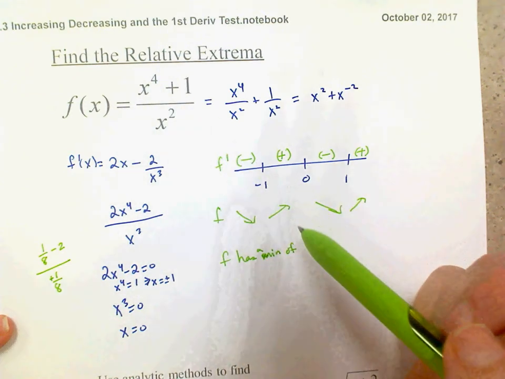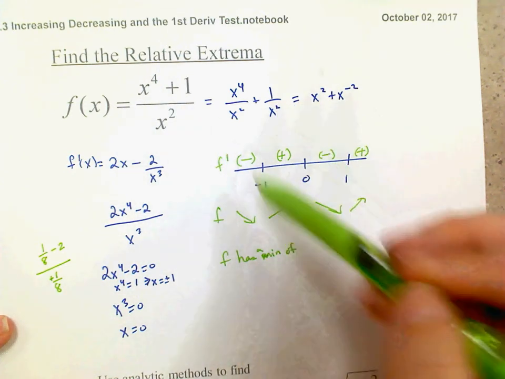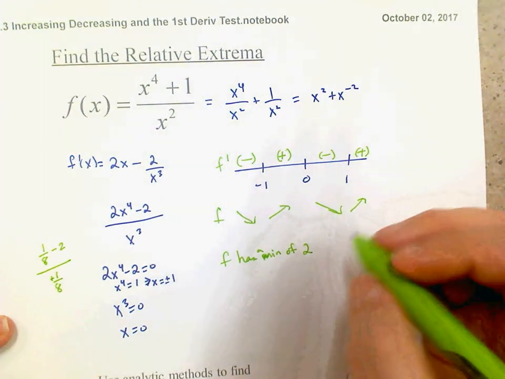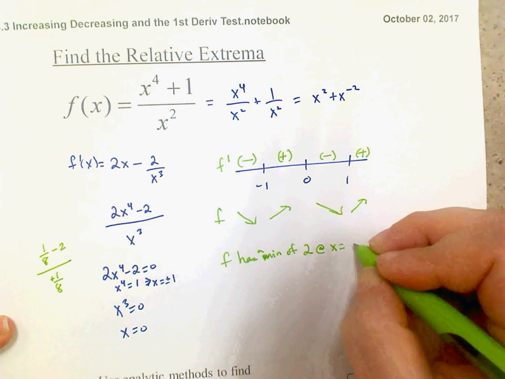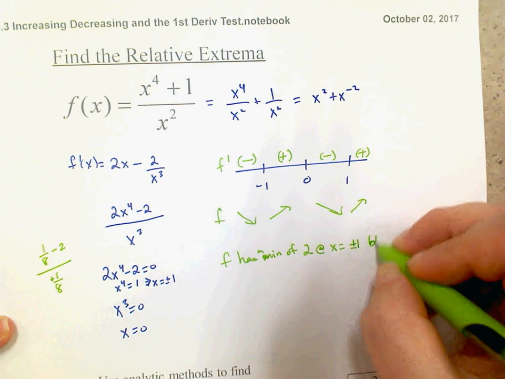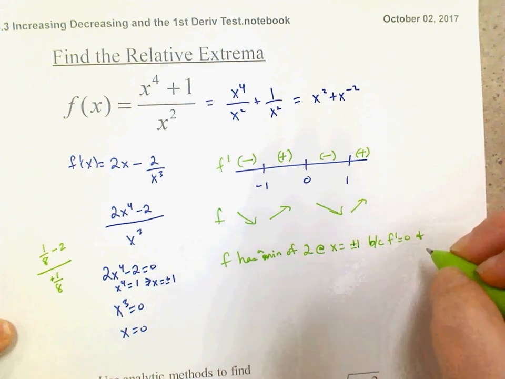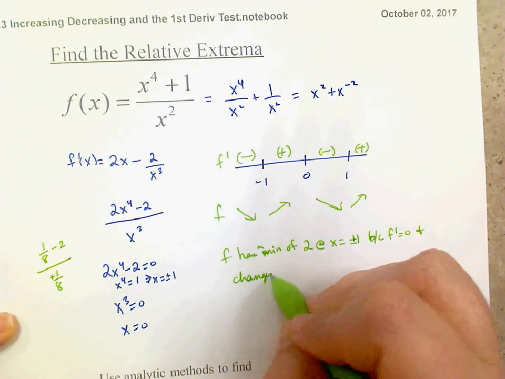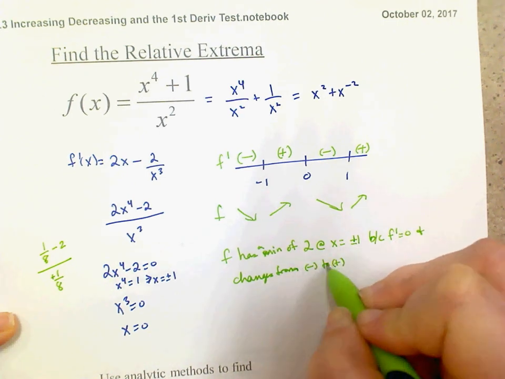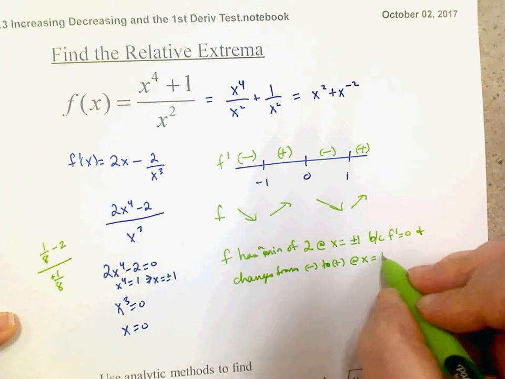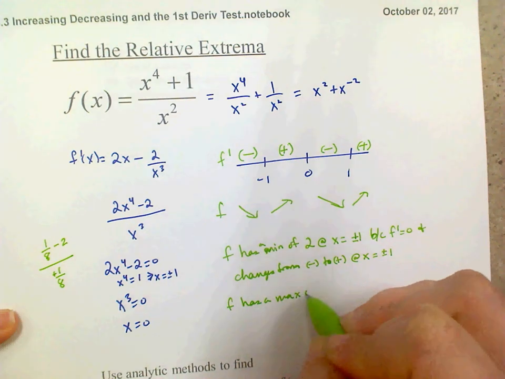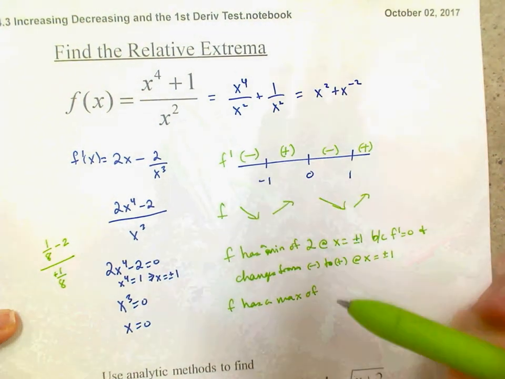If I plug in -1, I get 1 plus 1 over 1, so 2, at x equals plus and minus 1, because f prime equals 0 and changes from, let's see, negative to positive at x equals plus and minus 1. And then f has a max of, let's plug in 0, I get, oh, that doesn't even exist.